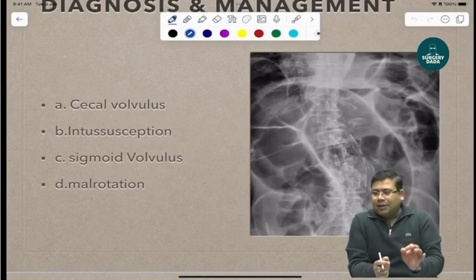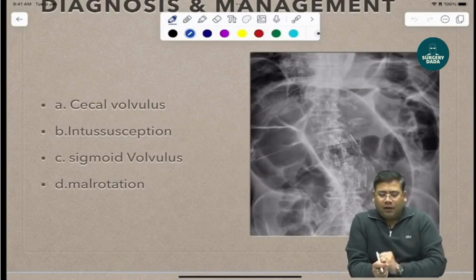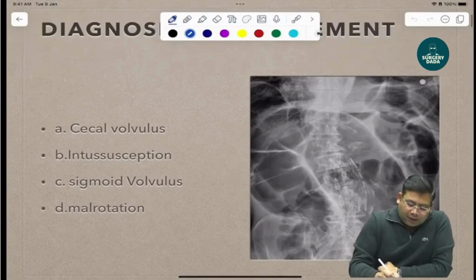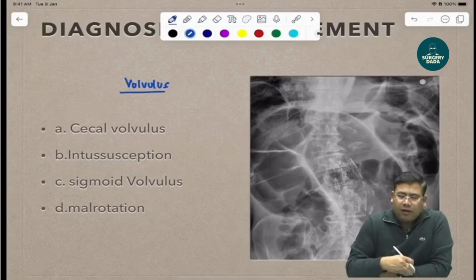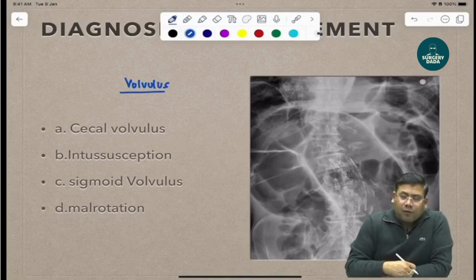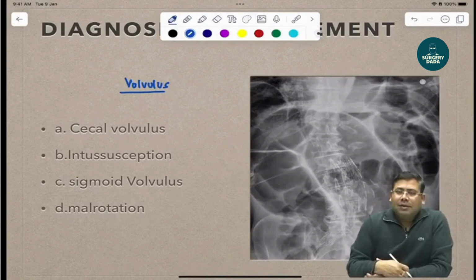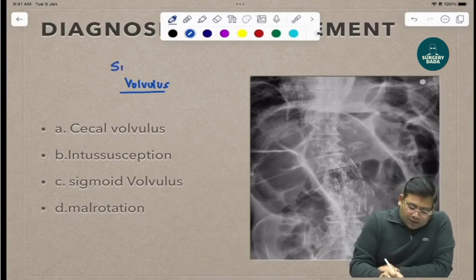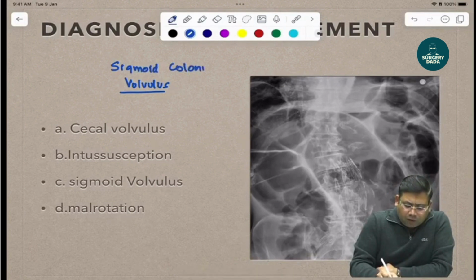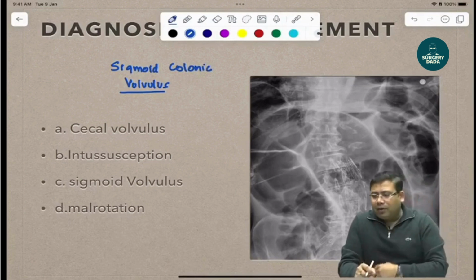And what is the diagnosis, students? It is very important. You have a classical diagnosis of volvulus. Now try to understand what kind of volvulus. The typical shape that you are seeing, a kidney bean or coffee bean appearance, is seen. So this is a sigmoid colonic volvulus. What are the important takeaways in this image?